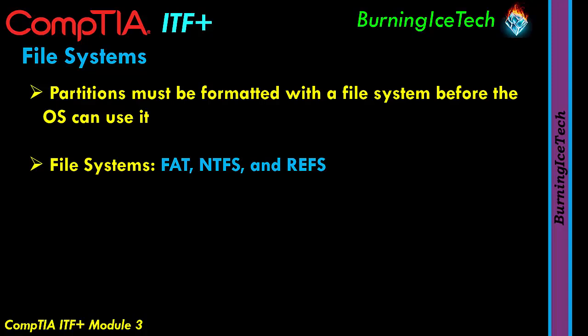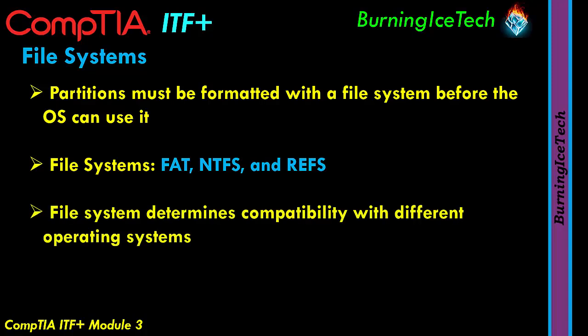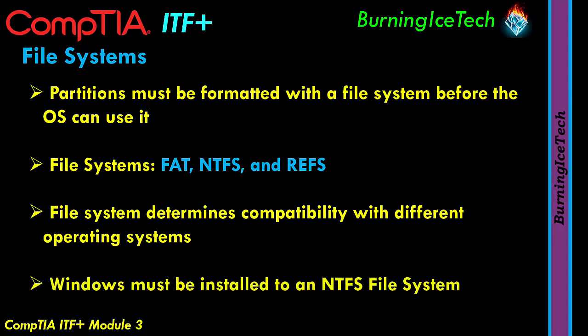So the file system, folks, determines your compatibility with different operating systems. Unfortunately, not all operating systems are compatible with all types of hard drive or file system formats. So if you look at Windows' latest operating systems like Windows 11 and Windows 10, generally you need NTFS. If it's not NTFS, guys, it's not going to work. You're not going to get all the benefits of Windows. It's not recommended. So Windows must be installed on an NTFS file system, in case you guys didn't know.